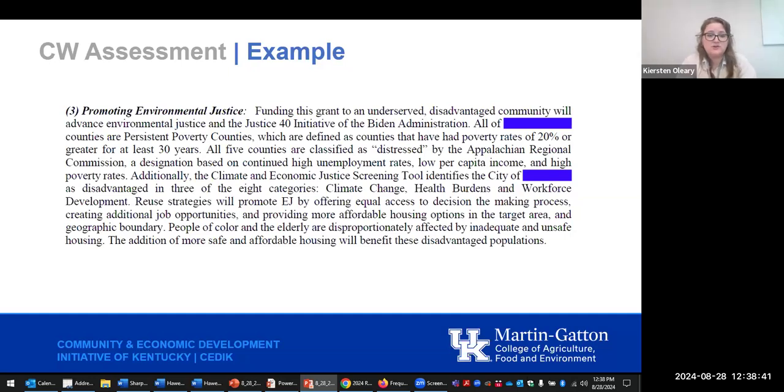Creating additional job opportunities, providing more affordable housing options in the target area and geographic boundary. And then it goes as far as to address those sensitive populations that we were talking about. People of color and elderly are disproportionately affected by inadequate and unsafe housing. So the whole goal of this, I guess, is to get more housing in this area. This is one example of how you can represent that within this small space. Then I'll move along to the assessment coalition one.